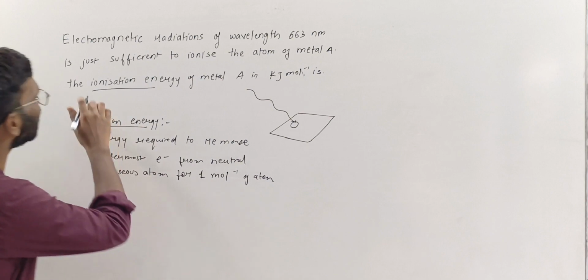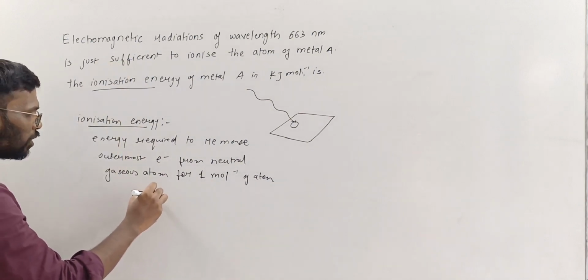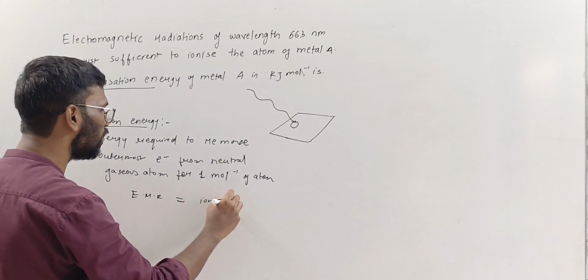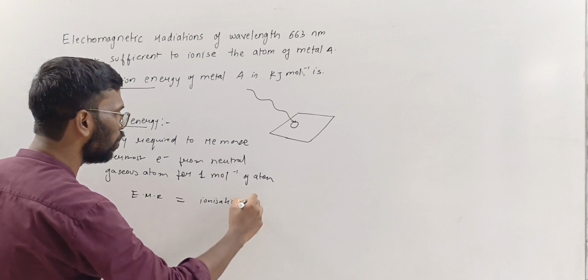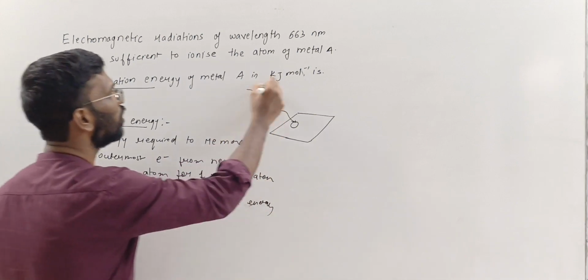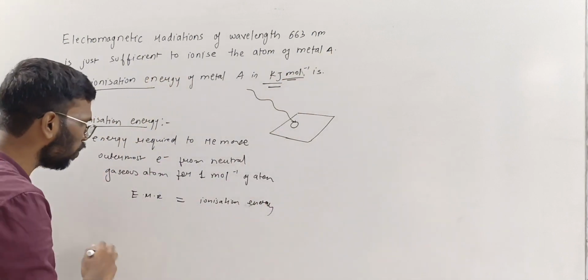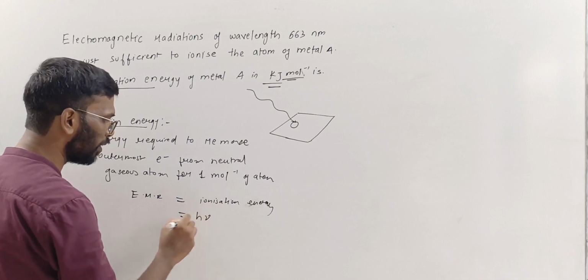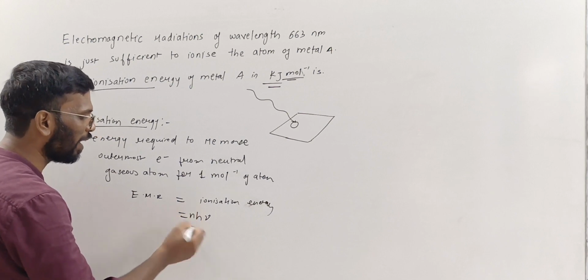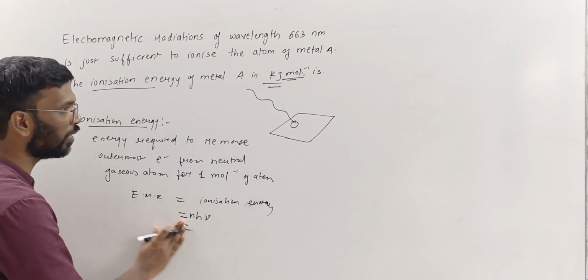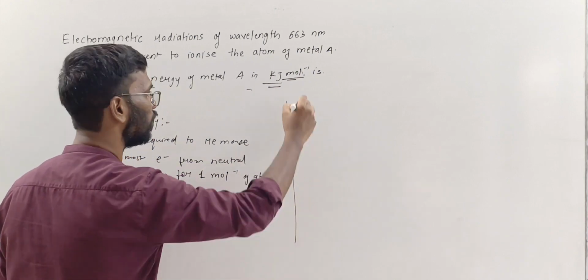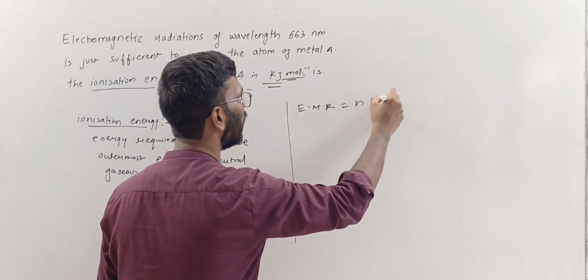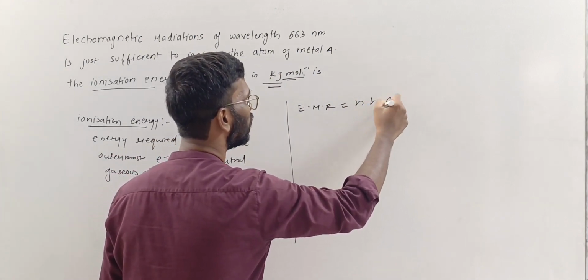So here, whatever electromagnetic radiation is supplied is equal to the ionization energy. The other clue in this problem is that it is not just kilojoule, it is kilojoules per mole. So I can write energy E is equal to h nu, which will be N h nu. Now what is N over here? This electromagnetic radiation which is supplied is equal to N h nu, and nu is c by lambda.